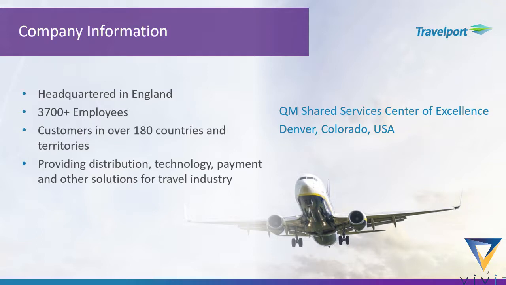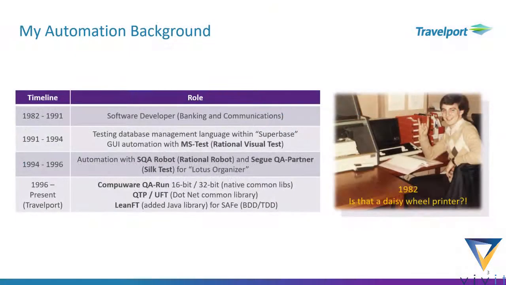I work in the Denver Test Automation Group, which is part of the QM Shared Services Center of Excellence. I actually started out my career as a developer for the first 9 years, back when I had hair, as you can see from this picture. I shifted into QA because of the huge UK recession of 91-92, but I actually grew to love the challenge of automated testing as it continually evolves, and so I've been doing it ever since. I joined Travelport in '96.